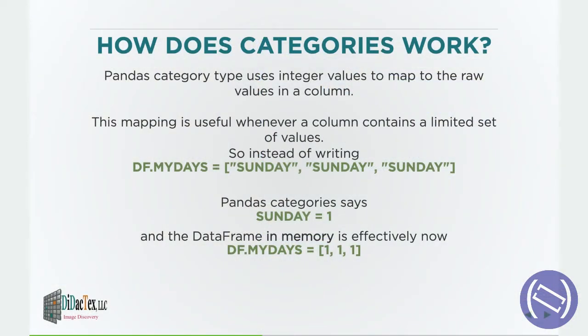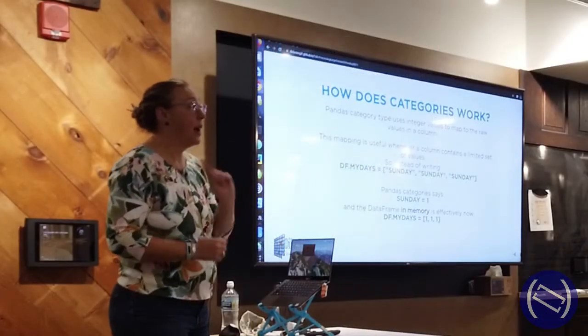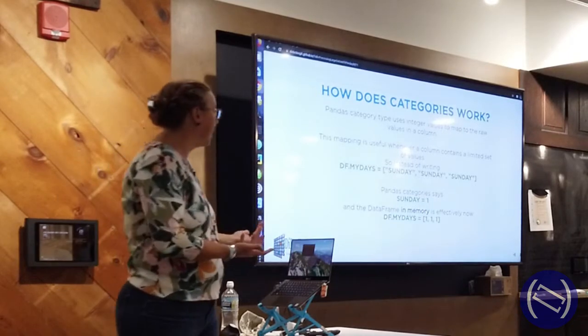Python categories use an integer value to map to the raw column value. This mapping is really useful when you have a limited set of strings. So if I had my data frame of days, Sunday, Sunday, Sunday, pandas would say Sunday is equal to 1, and then the data frame in memory is expected to be 1, 1, 1. And those are int 8s. So instead of having each character be an int 8, now you have 1 int 8. And that drops the memory by a factor of 6.